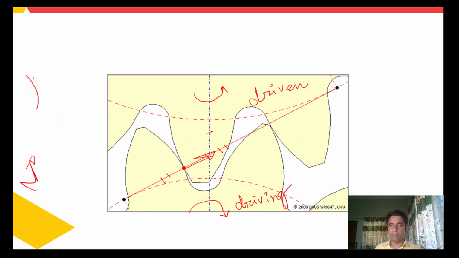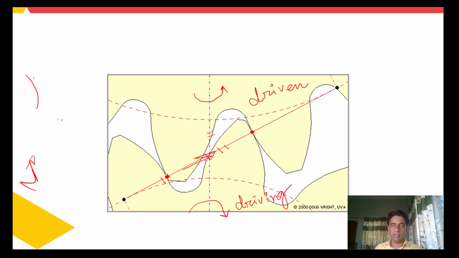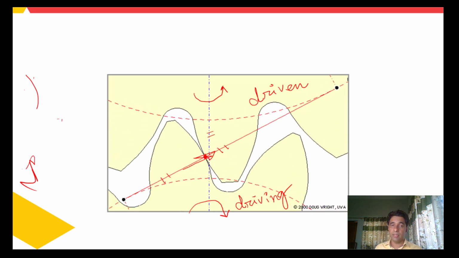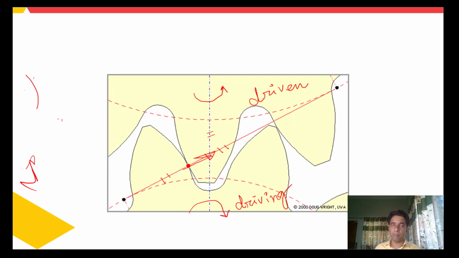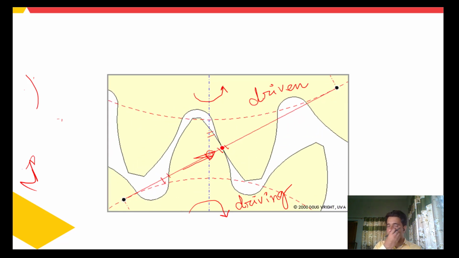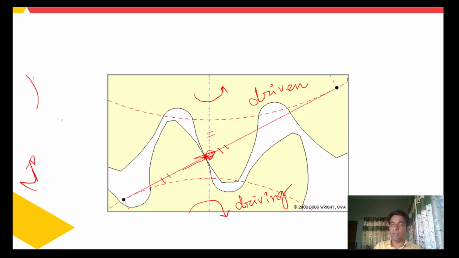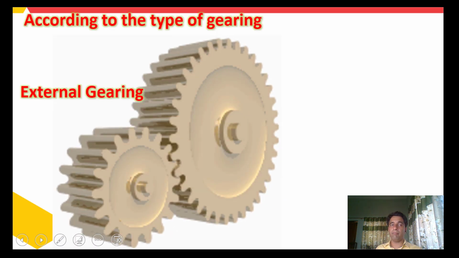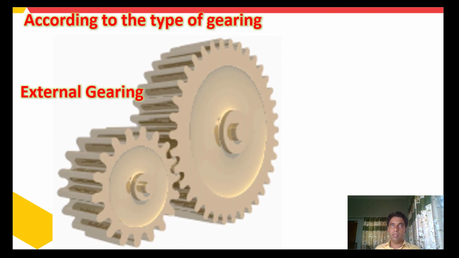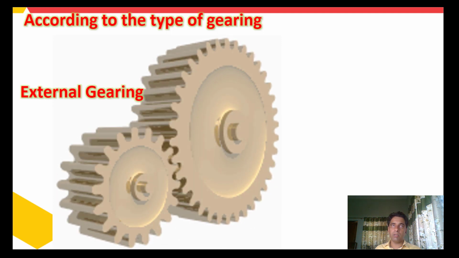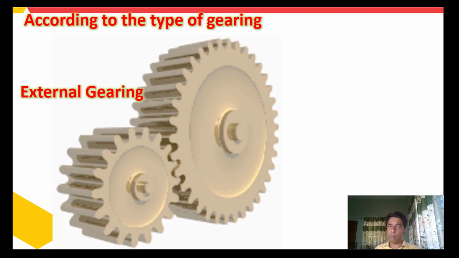And this blue line which joins the centers of the two gears is cutting the line of action, and where it is intersecting with it, this point is known as the pitch point, right? So this is fundamental to how the gear meshes and how it can transmit the power. Then, according to the type of gearing, external gearing. In external gearing, the teeth have been formed on the outer surface of the cylinder. So in this case, the shafts rotate in the opposite direction.